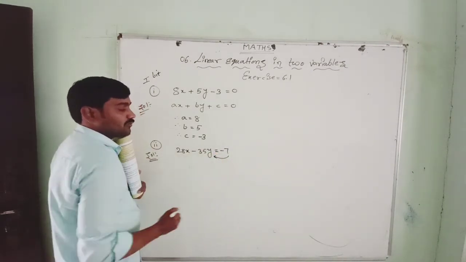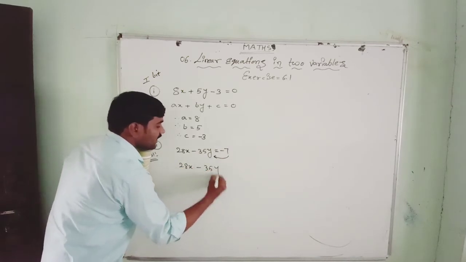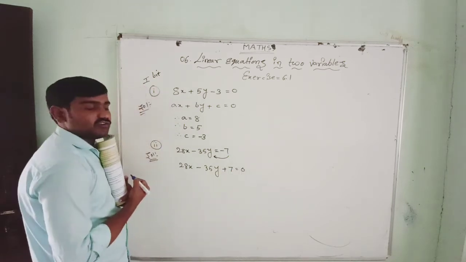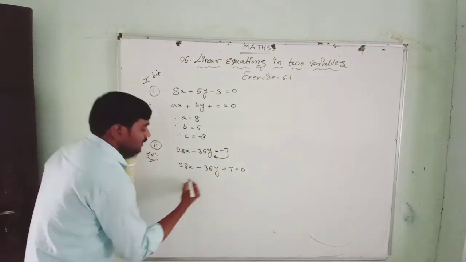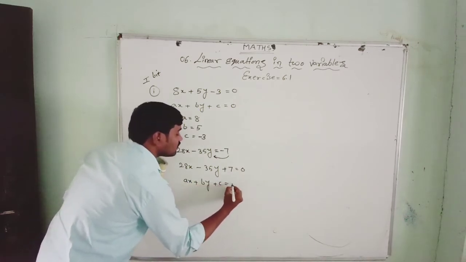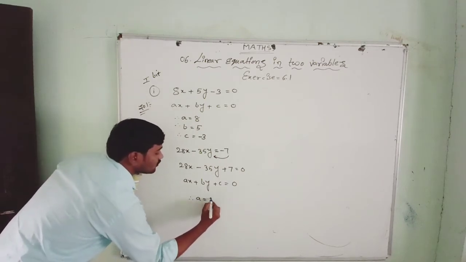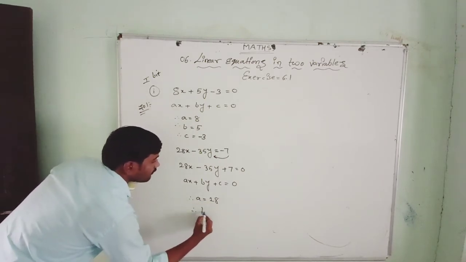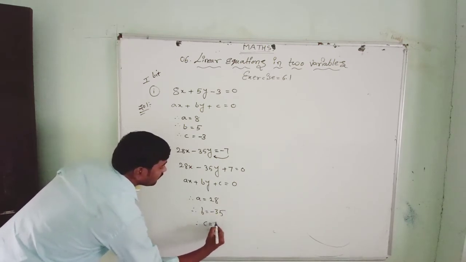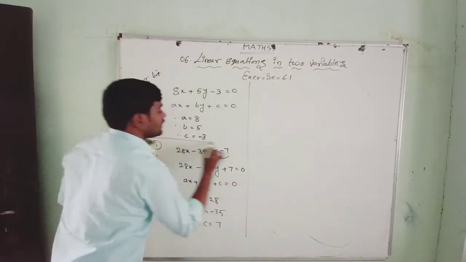This minus 7 we have to bring this side. So 28x minus 35y minus 7. If you bring it to the left side, that becomes a plus 7. Now it is in the form of ax plus by plus c equal to 0. Now let us compare the a, b, c values, where a equal to 28, b equal to minus 35 and c equal to plus 7. I hope you are understanding this clearly.